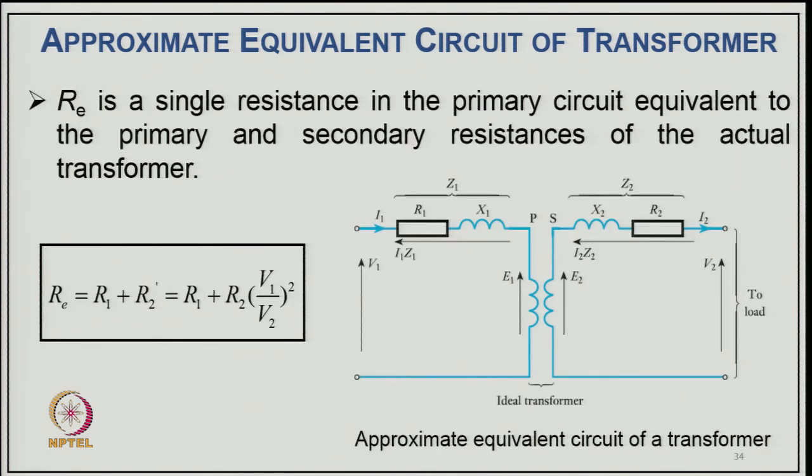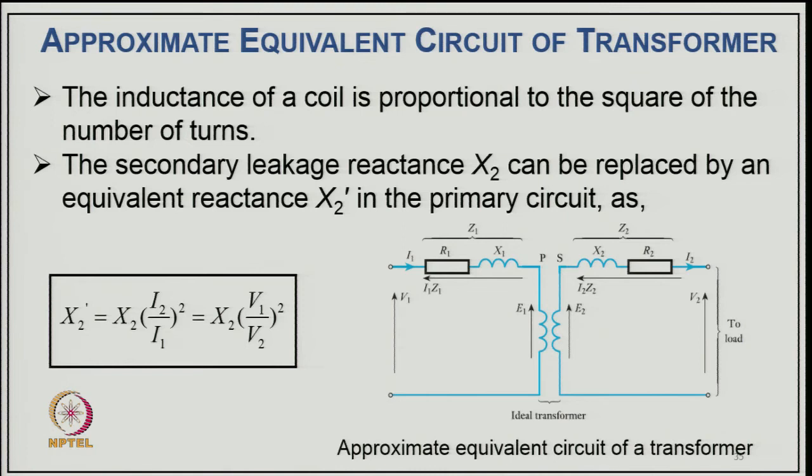Now, Re is a single resistance of the primary circuit, equivalent to the primary and secondary resistance. So, Re is R1 plus R2 dash, or R1 plus R2 (V1 upon V2) square, because we are transferring this resistance from secondary to primary side; that is why the voltage on the primary side is taken, or you can call it the turns ratio. This represents the equivalent resistance. Similarly, the inductance of the coil is proportional to the square of the number of turns. So, the secondary leakage reactance can also be replaced by an equivalent reactance X2 dash equal to X2 (I2 upon I1) square, equal to X2 (V1 upon V2) square.